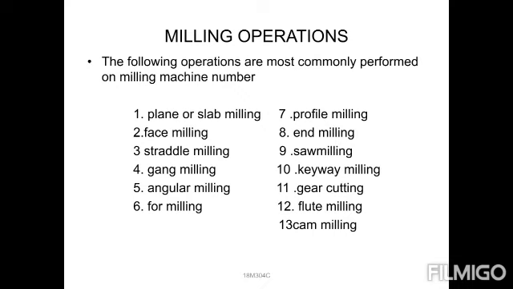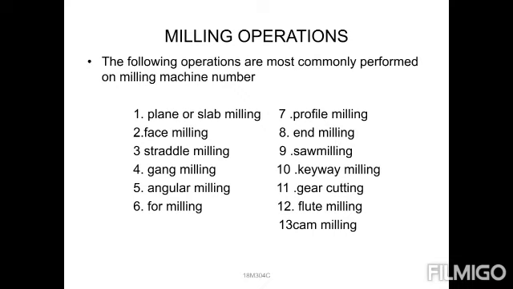Next one is straddle milling and gang milling. Angular milling means producing surfaces in an angular way, like a V shape, or angles such as 20 degrees, 30 degrees, and curves whenever we need. Next one is profile milling. Whenever you want, the same profile type of operation we can also produce.